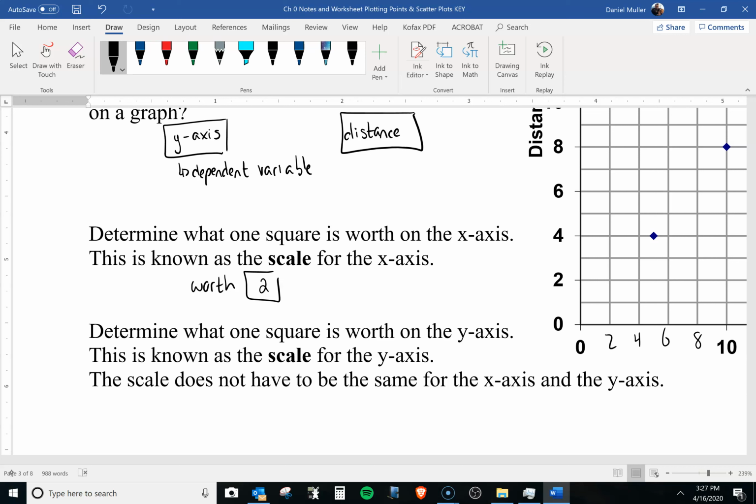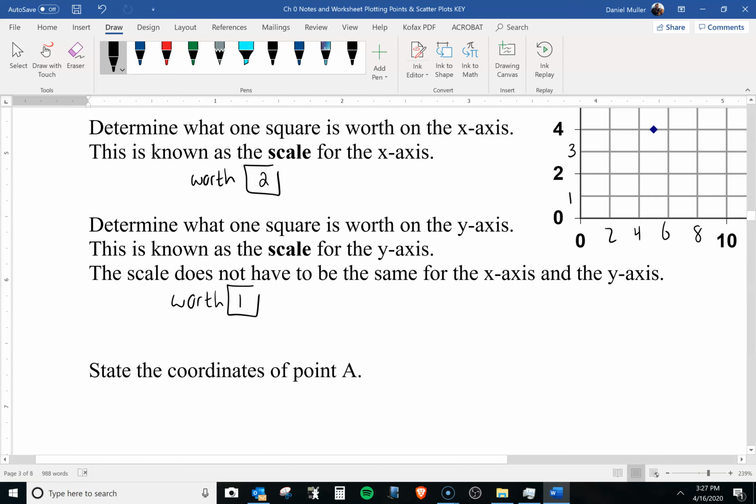Now we want to know what our scale is on the y-axis. I can see 2, 4, 6 on the y-axis, but those aren't every square. Every square looks like it's worth 1. 1, 2, 3, 4. So every square is worth 1. Notice that the squares don't have to be the same on the x and y-axis. So the scale for the x-axis is 2, and the scale for the y-axis is 1.